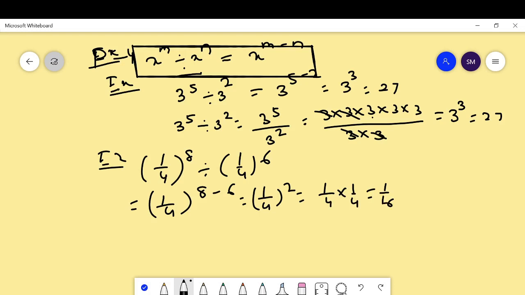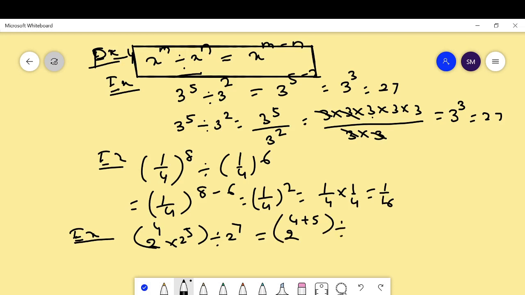Okay. Then here, evaluate means find the value. Here the question is given: 2 to the power 4 into 2 to the power 5 divided by 2 to the power 7. Inside the bracket there is a multiplication sign. You know, in case of multiplication, exponents get added. Then divided by 2 to the power 7. Then you get 2 to the power 9 divided by 2 to the power 7. You know, in case of division, exponents get subtracted, which is equal to 2 to the power 9 minus 7, which is equal to 2 to the power 2, means 4. Okay. This is the answer.